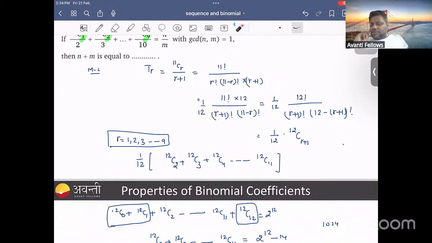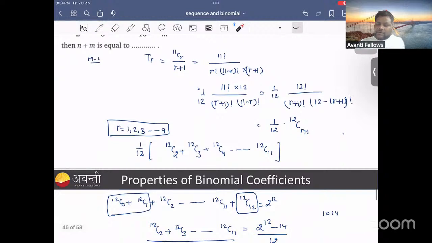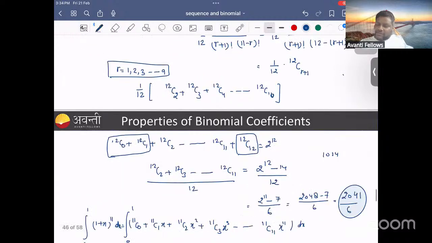So it is 12C2 plus 12C3 up to 12C10. R varying from 1 to 9, so it has to be 12C10. So this is 12C10, meaning this value I also need to calculate. So this will become 12C10, but this is 12, 24, 25, 26. It should be 26 here.